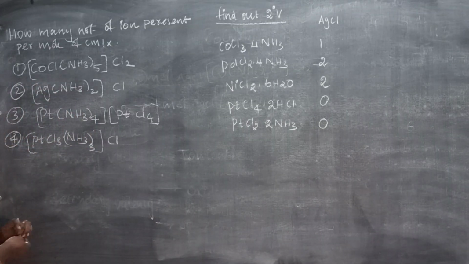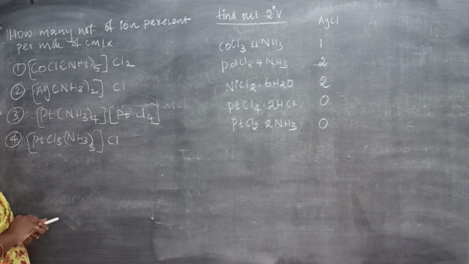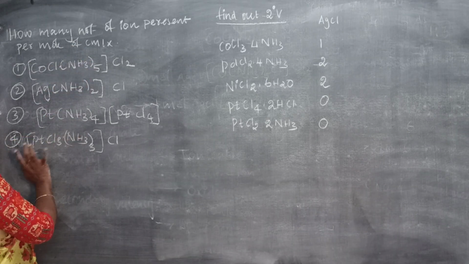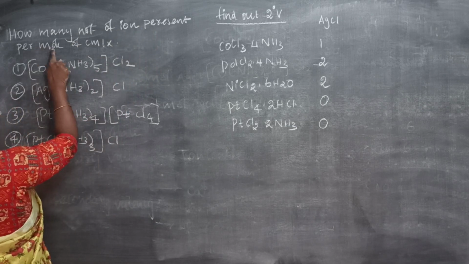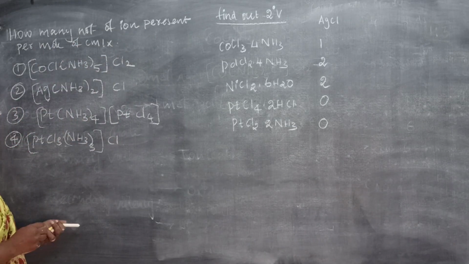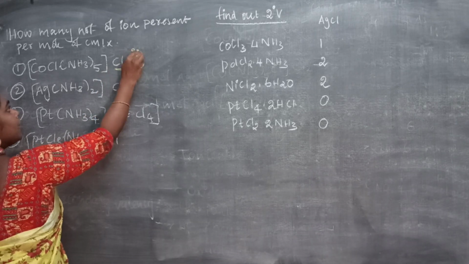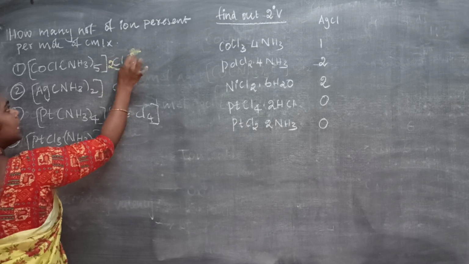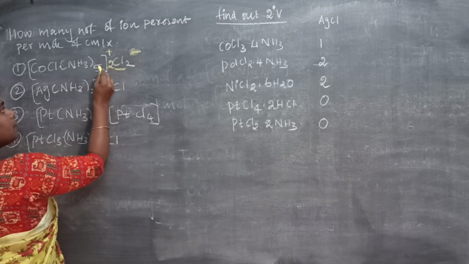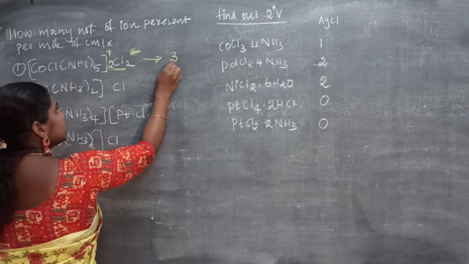In this we have discussed the topic. So from this topic, this is how they ask the questions. This is the question: how many ions are present per mole of the complex? In this case, here it is 2 Cl minus, and then a plus. So here there are 2 ions, and here 1 ion. So here it is 3 ions.